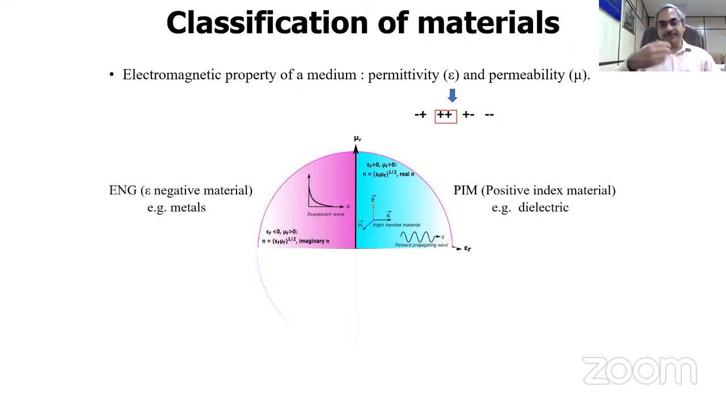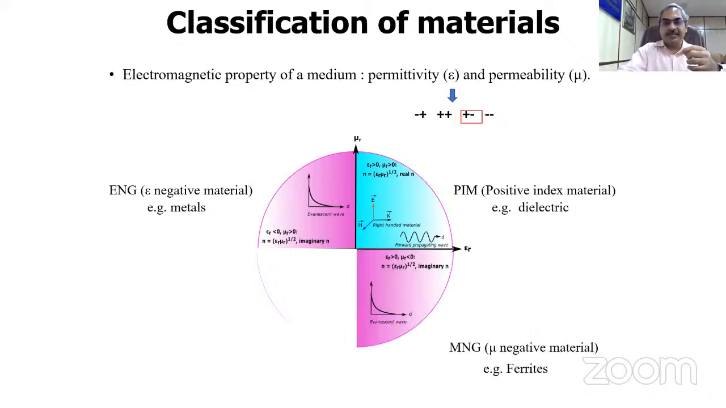And whatever we study about the Doppler effect, for example, when the source of frequency is approaching us, we perceive the frequency to be increased, right? So all these things are in these positive index materials or naturally existing materials, right? So in the fourth quadrant, we'll see epsilon and mu.